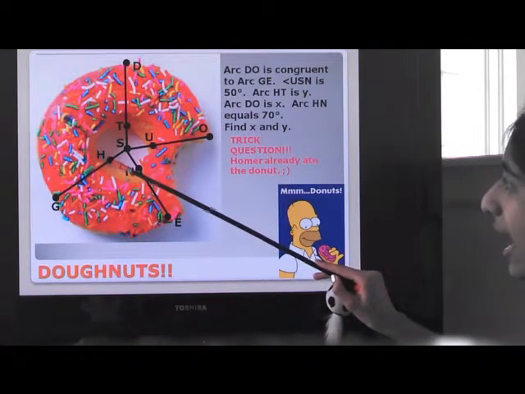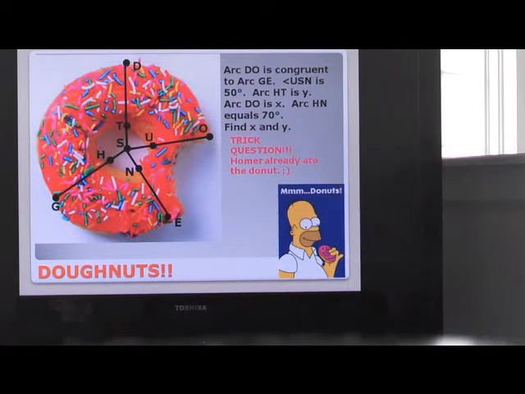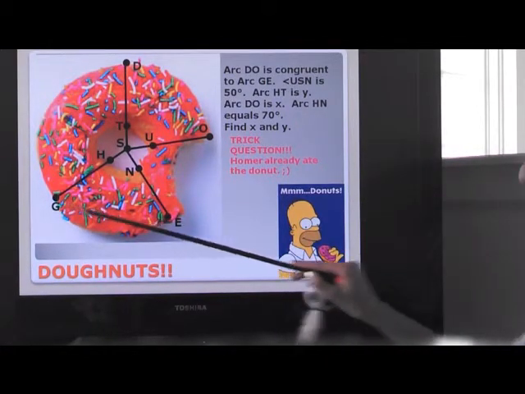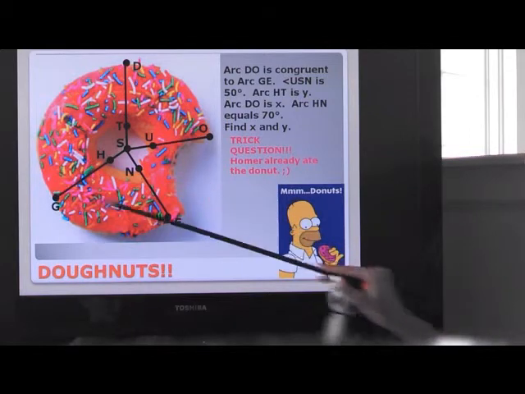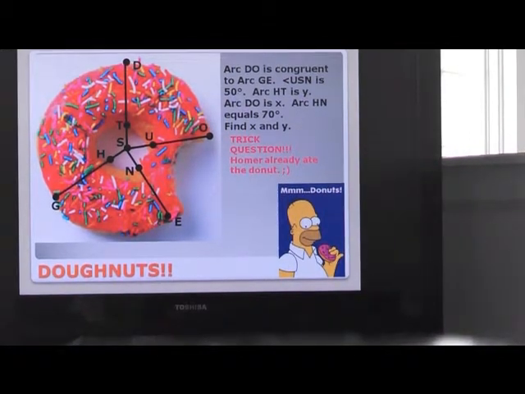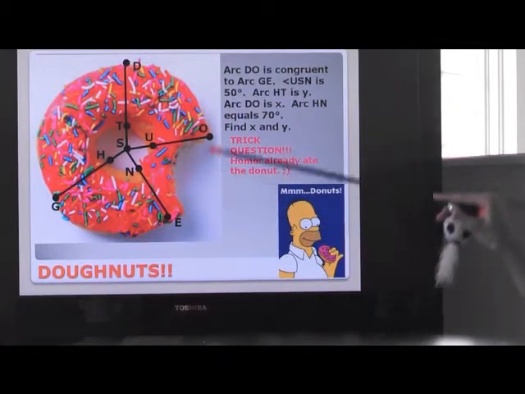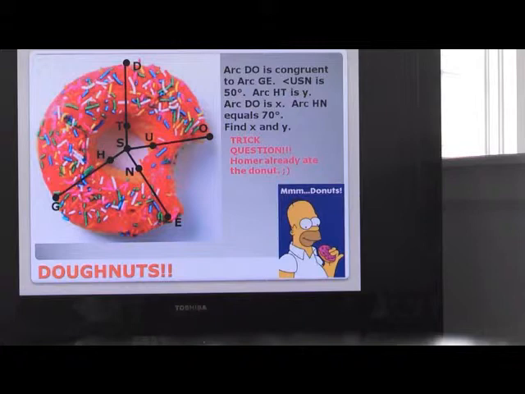For arc HT, what you would have to do is you would have to take 360 minus all these other arcs to find this arc. So you would take 360 minus 70 plus 50 plus 70. So 360 minus 190 equals 170.